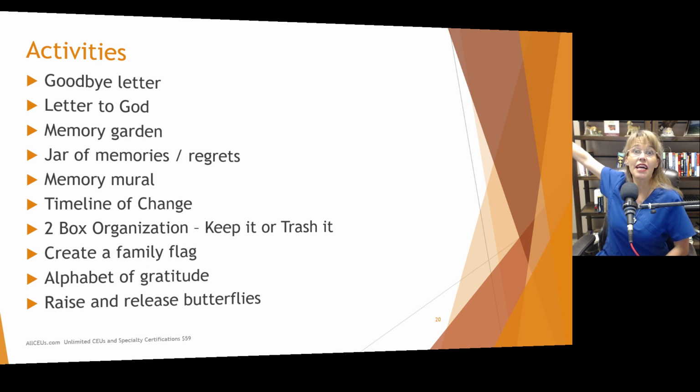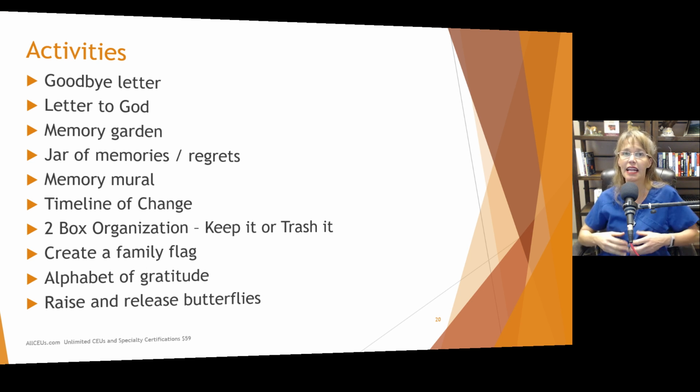You can create a timeline of change, beginning when you met that person or started whatever it was, to the loss, to the future. So you can see how you've changed knowing that person or engaging in that activity or whatever. You can create a family flag that helps reunite the surviving family members or reconstruct the family, like after kids leave the nest. What does that look like?